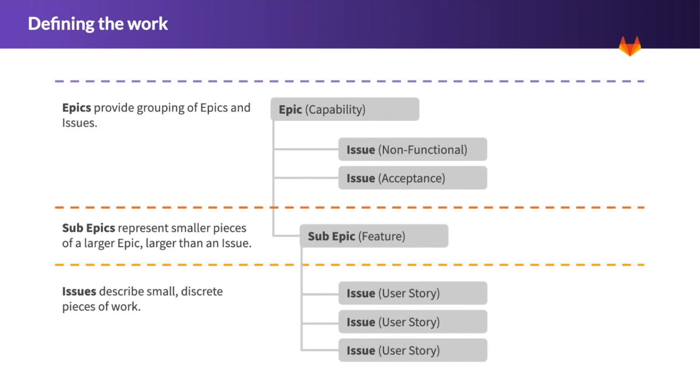Issues describe small, discrete pieces of work. Some systems call them a user story, a bug, or a defect. And the idea is that issues contain as little or as much definition needed to accomplish the actual work defined.